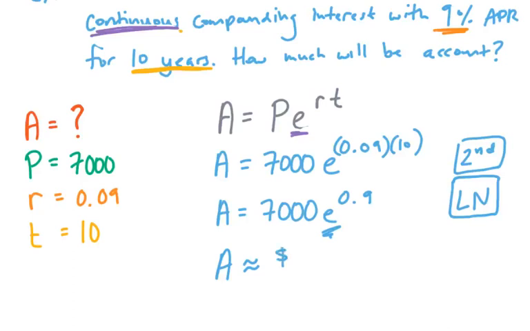But I'm getting back about $17,217.22 rounded to the nearest cent. So that's how much money would be in this account after 10 years if it compounds continuously at a 9% interest rate. So pretty cool application, right? Hopefully that makes some sense. I look forward to hearing from you all what you think.